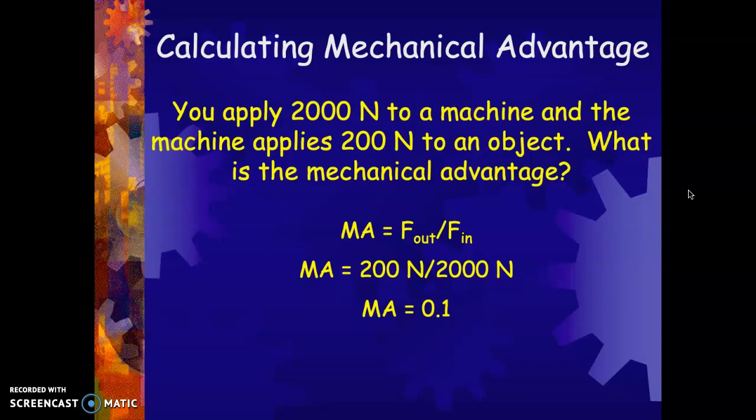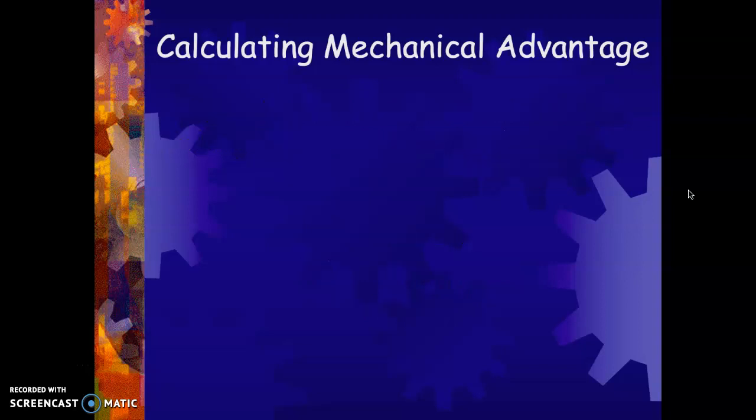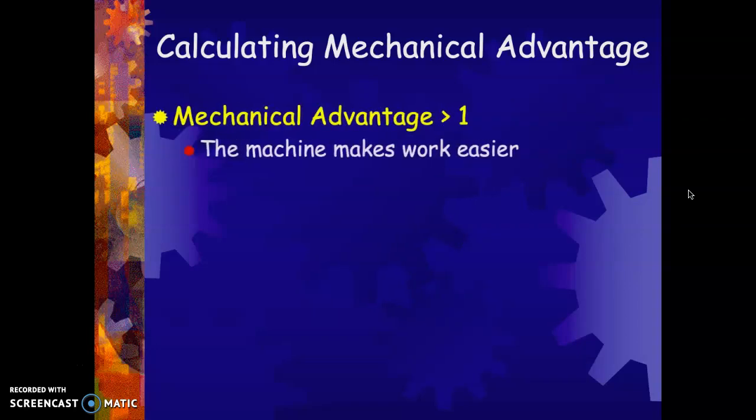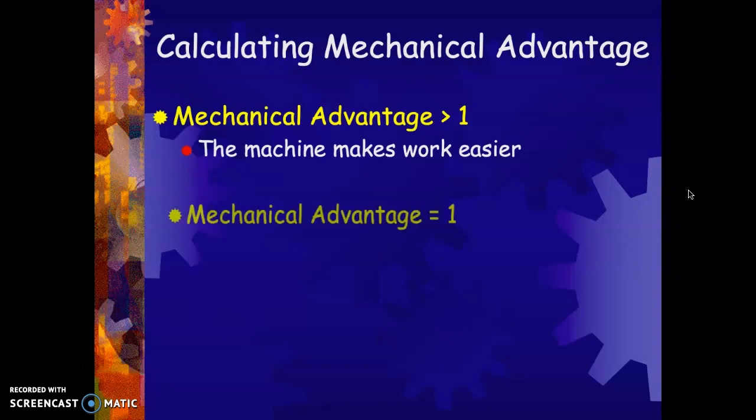Okay, so you can have machines that give you a mechanical advantage of greater than 1. You can have machines that give you a mechanical advantage of 1. You may have mechanical advantage of less than 1. So let's talk about that. Why have those different types of mechanical advantages? Mechanical advantage greater than 1. This obviously makes your work much easier, like we saw when we calculated the mechanical advantage of 4.